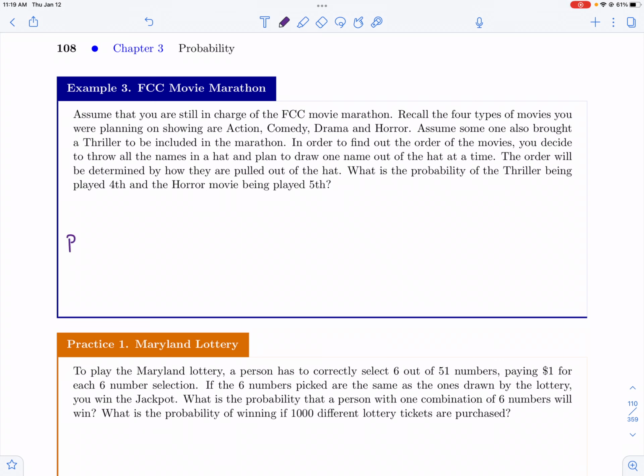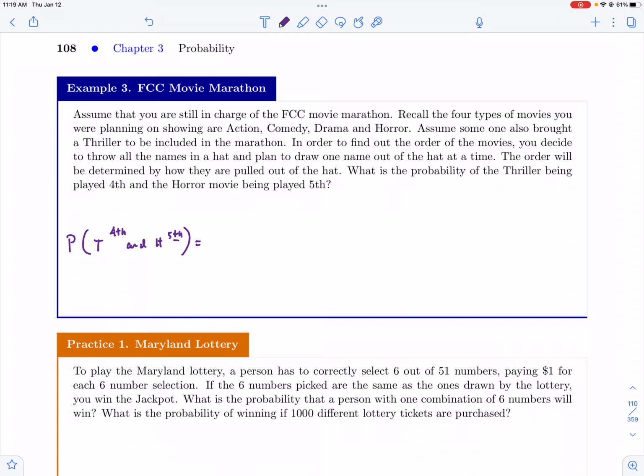So in this case, we're looking for the probability of the thriller 4th and the horror 5th.